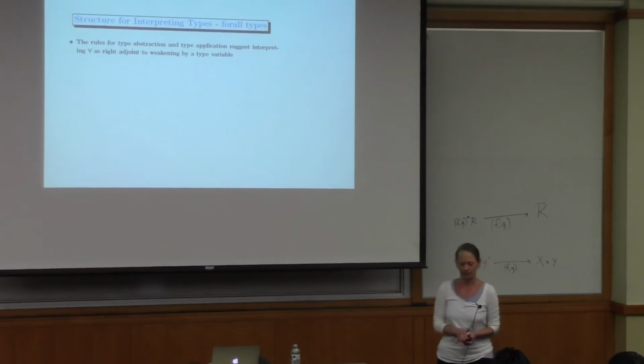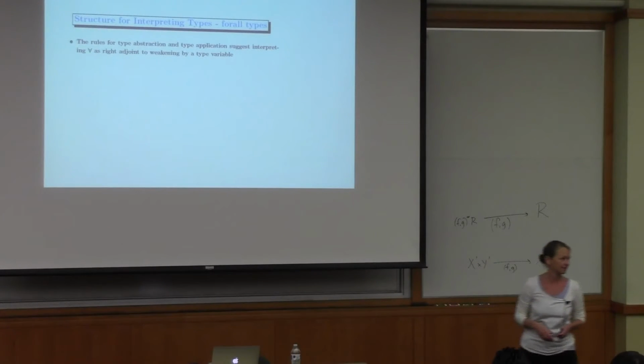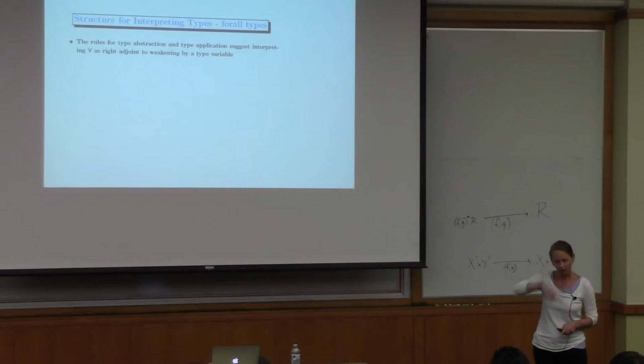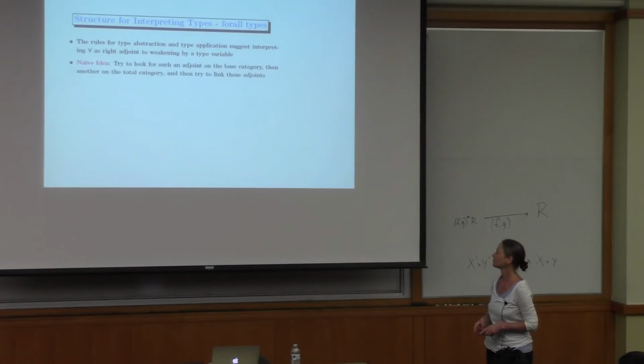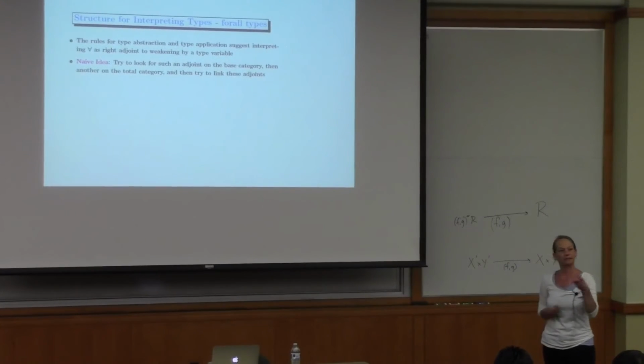So here you might say, oh, I'll just do that down here on the base, and I'll do that up here in the total category. But this turns out to be really the wrong idea, because you want your semantics to be really connected. So the naive idea: look for an adjoint on the base to weakening on the base, look for an adjoint to weakening on the total category, try to link them somehow. Turns out to be really wrong.